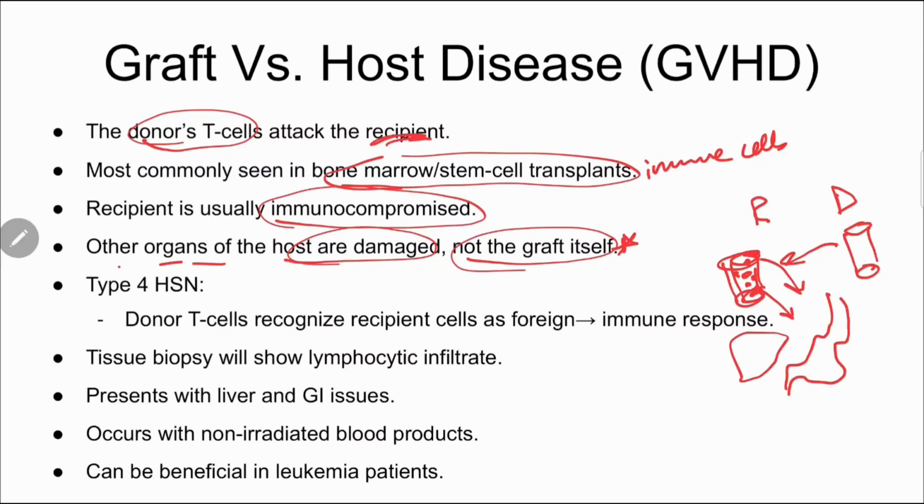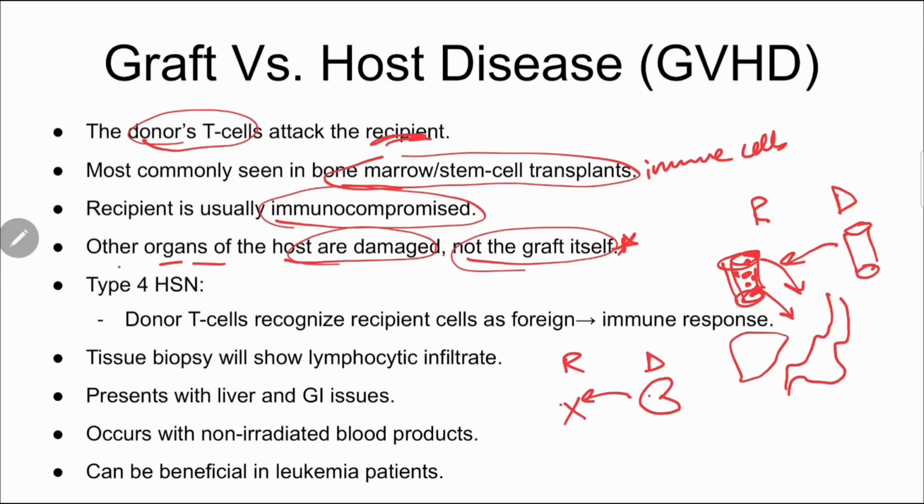So what happens in transplant rejection? This is the donor, this is the recipient. Let's say the donor gives their kidney to the recipient. In the recipient, the kidney itself is attacked. The other organs are not affected by it, right? So just know this difference.